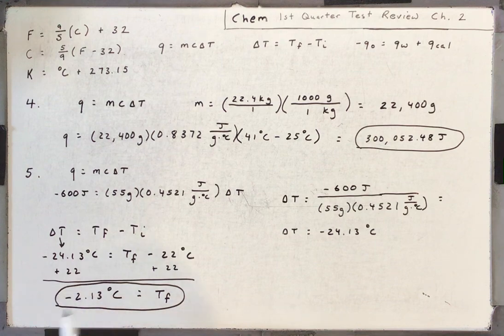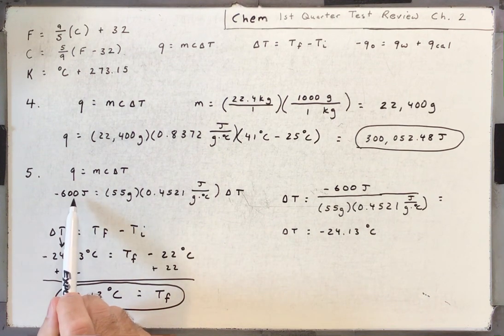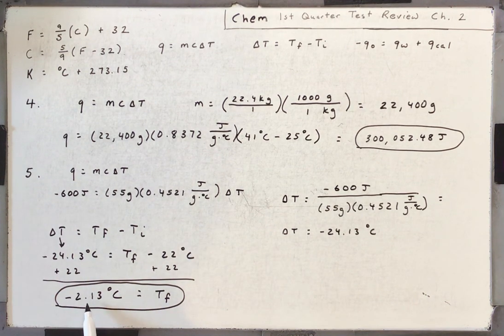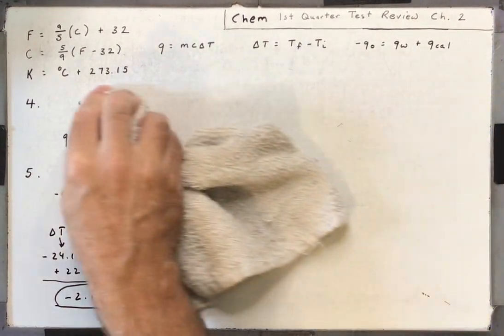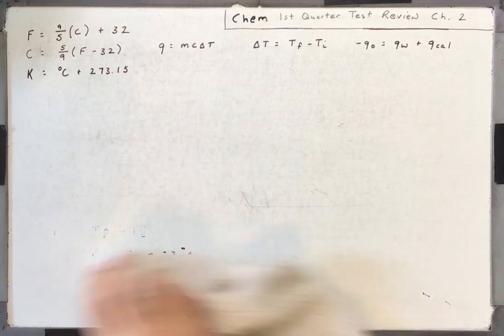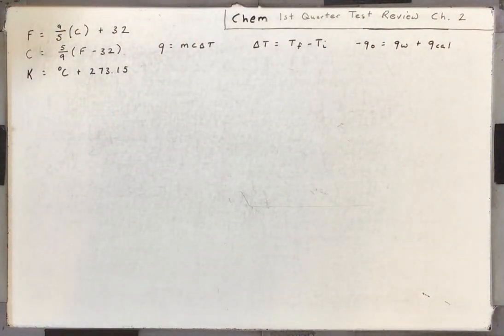Okay, started off at 22 degrees Celsius. Then it got cooled down by 24.13 degrees Celsius. It lost that much heat, 600 joules, lost that much. And we end up at negative 2.13 degrees C. All right, 2 more to go. So got the 2 calorimeter problems left. Those are the longer ones.